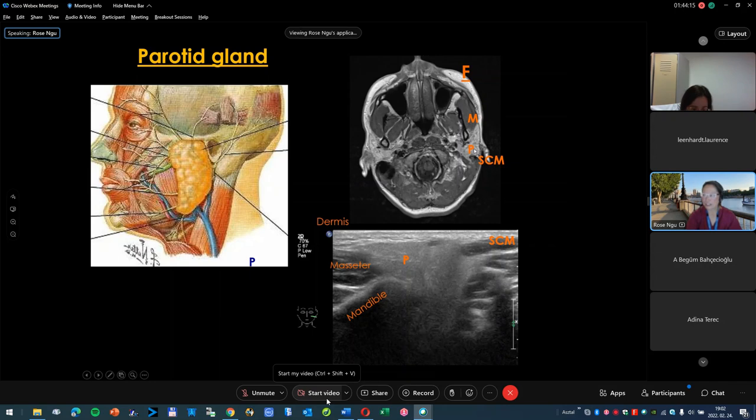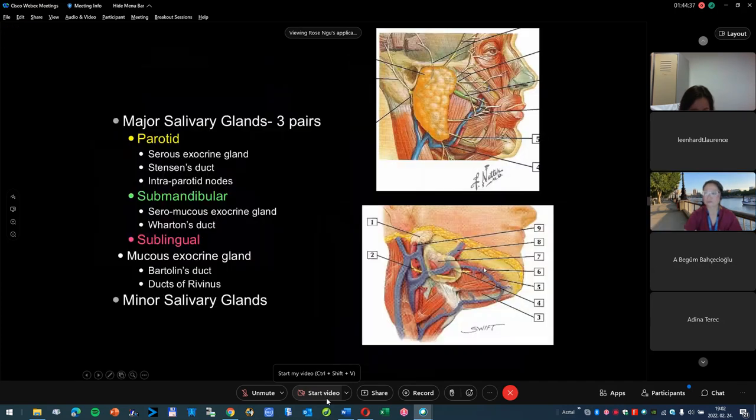Here, as you can see, is above the masseter muscle, behind the mandible. Here you can see the parotid gland, nice and smooth, just like your thyroid tissue, sitting and wrapping around the mandible. Abutting anterior to this is the masseter muscle. Behind this is your sternocleidomastoid muscle and your posterior belly of digastric.